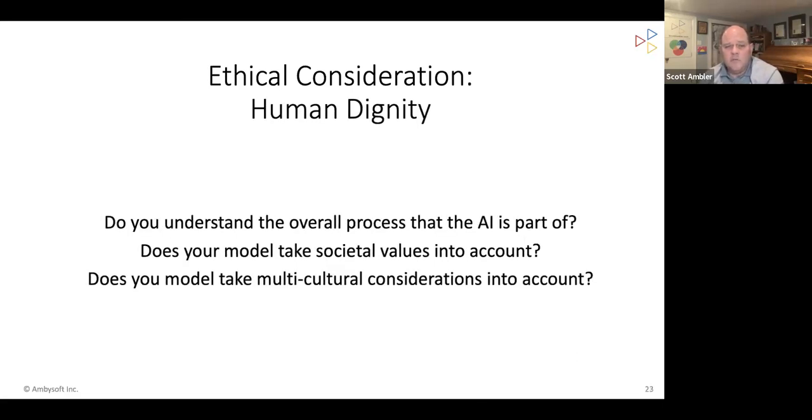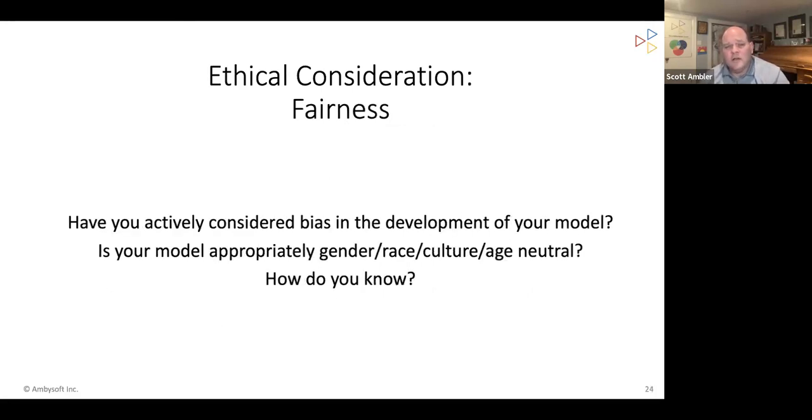Human dignity. Do you understand the overall process? Are you taking societal values into account? There is a huge opportunity to put a lot of people out of work. And yes, you're being competitive, and there's lots of good excuses, but at the end of the day, it might not be your staff that you're putting out of work. What happens if you're out competing one or more of your competitors, and you're putting them out of business? So there's some very interesting issues here.